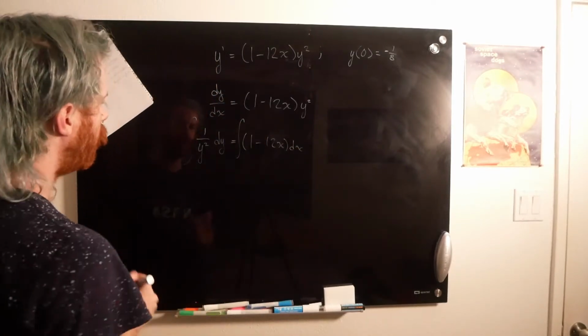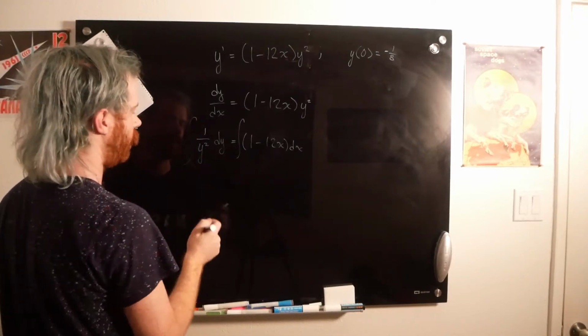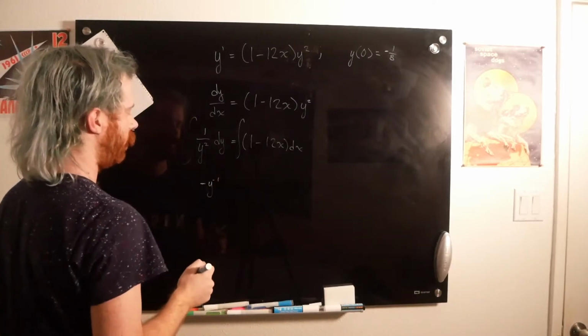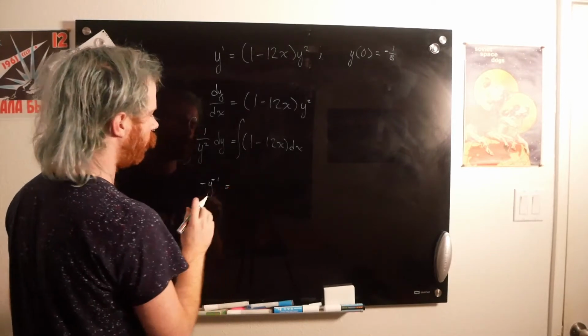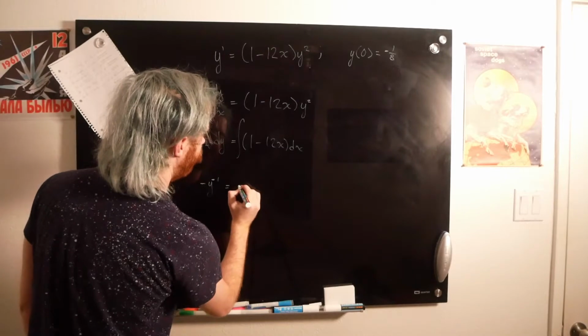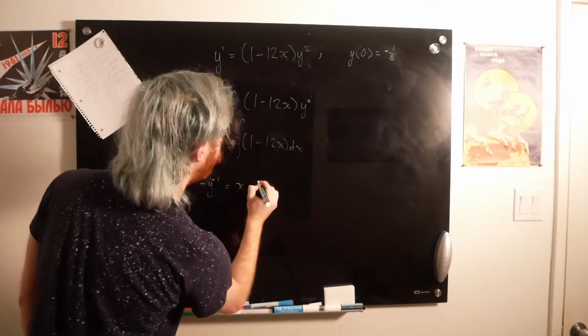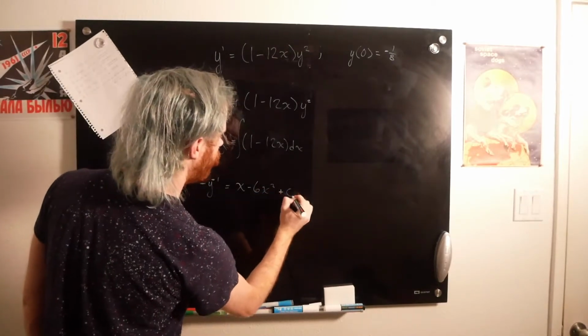So the integral of 1 over y squared, or y to the negative second power, it's the same thing, is going to be negative y to the negative first power, right? We're only worried about the c on the right side. So we have the integral of 1 is x, minus the integral of 12x is 6x squared, and then plus c, okay?